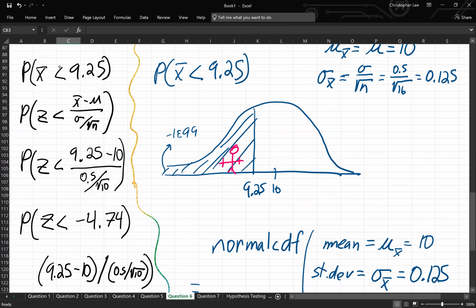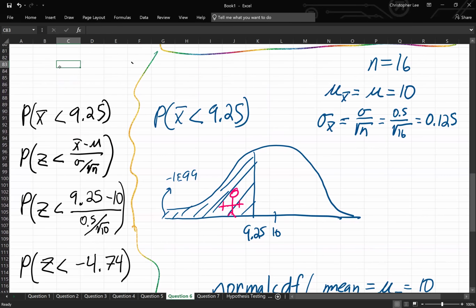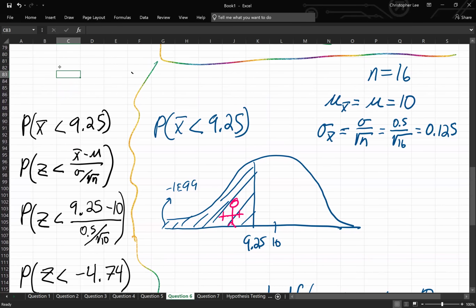That part? Okay, good. You're welcome. Any questions on the normal distribution? Are we good for normal distribution? All right.